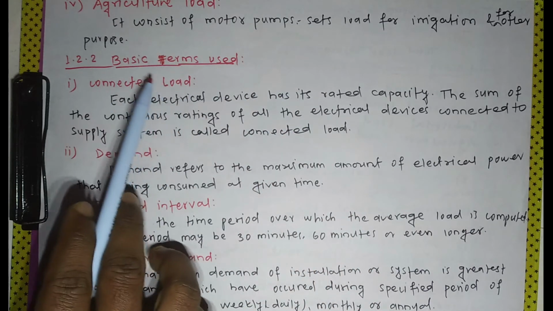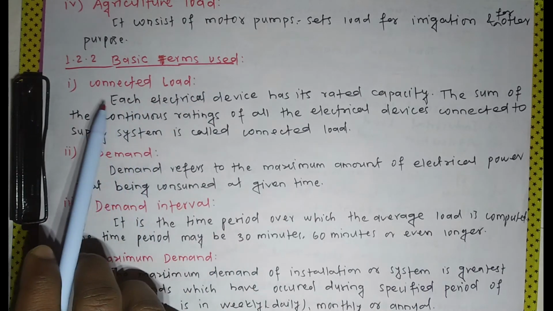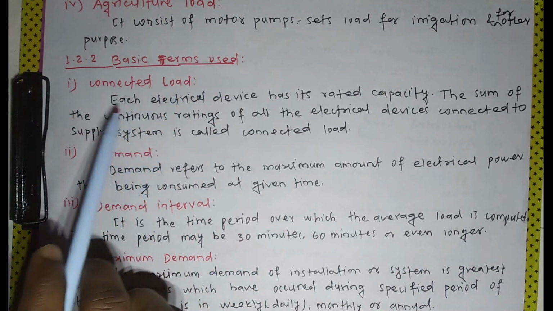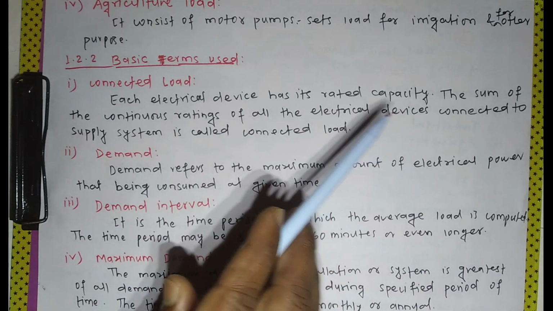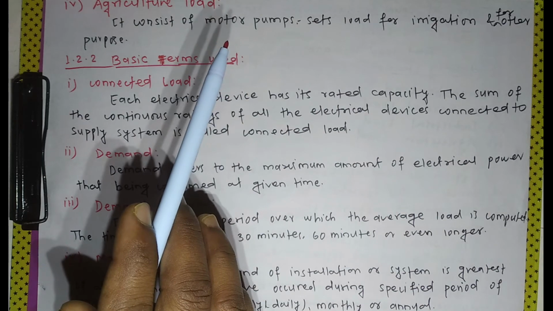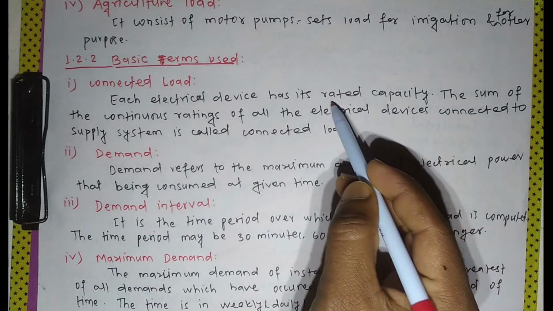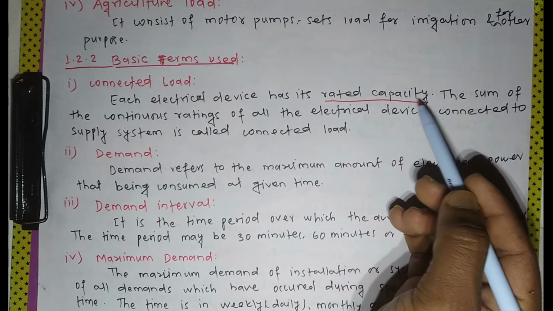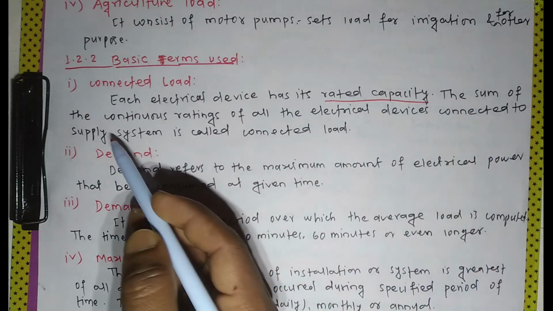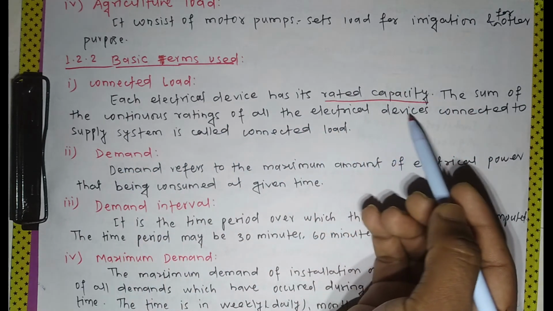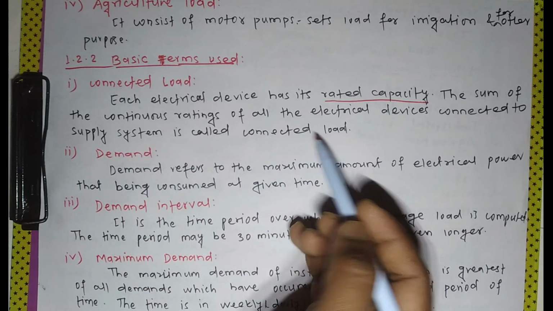Now let's talk about the basic terms used in this chapter. First, let's talk about connected load. Each electrical device has its own rated capacity. Whatever the electrical device, they all have their own rated capacity, and it must be written on the device. The sum of the continuous rating of all electrical devices connected to the supply system is called connected load.